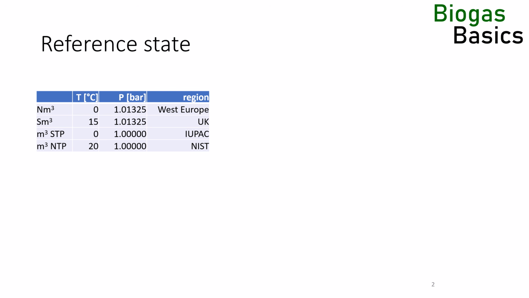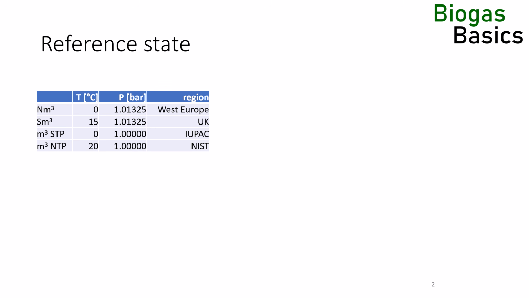Norm cubic meters are typically used in Western Europe, standard cubic meters in the UK, STP is the current IUPAC definition, and NTP is used by NIST in North America. According to IUPAC rules, units should not be indexed, but in AD, nobody cares, and indexes before and after the cubic meters are common in AD literature.